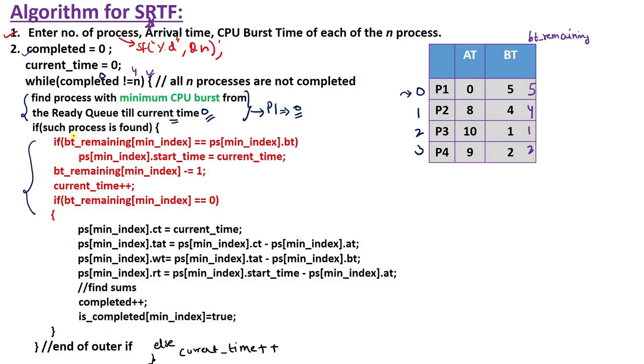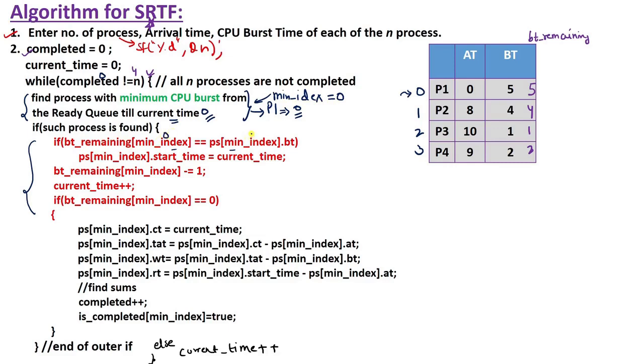Here you can see we are saying, if we have found a process, just compare the actual burst time and the remaining burst time of that min index process. Now you will ask, what is this min index? From here we will get a min index variable having this 0 index. This is the variable which stores the index of the minimum CPU burst time process. So here min index will be equal to 0, and we come inside.